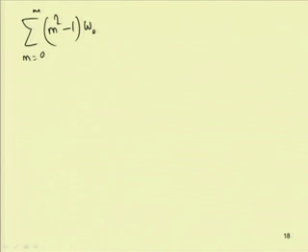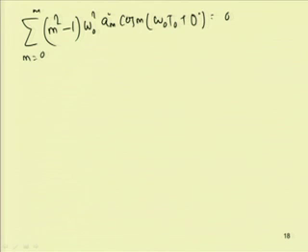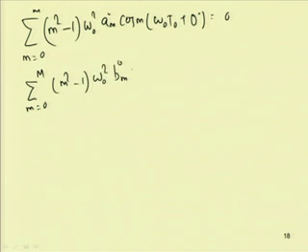It can be written in this form, that is, sum over m equal to 0 to m of m square minus 1 into omega 0 square into Am 0 cos of m omega 0 t 0 plus theta 0 equal to 0, and also sum over m equal to 0 to m of m square minus 1 into omega 0 square Bm 0 sin of omega 0 t 0 plus theta 0 equal to 0.